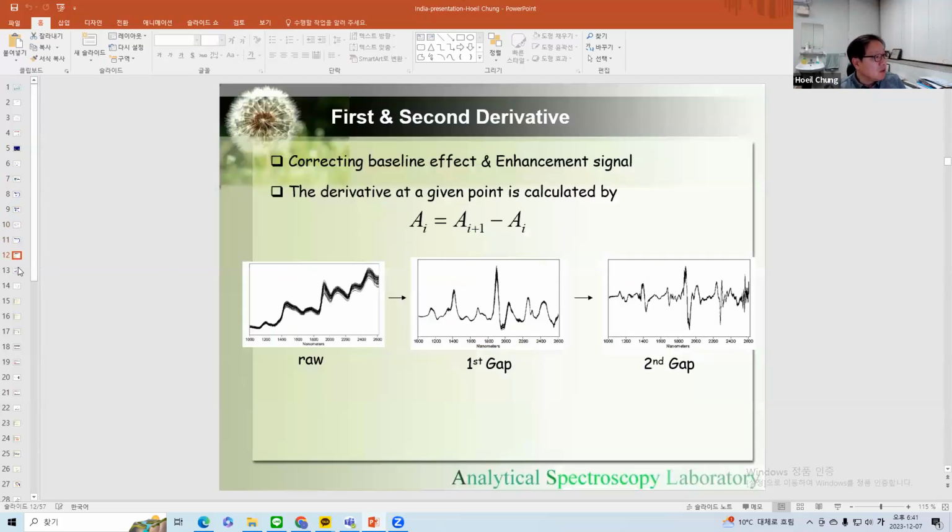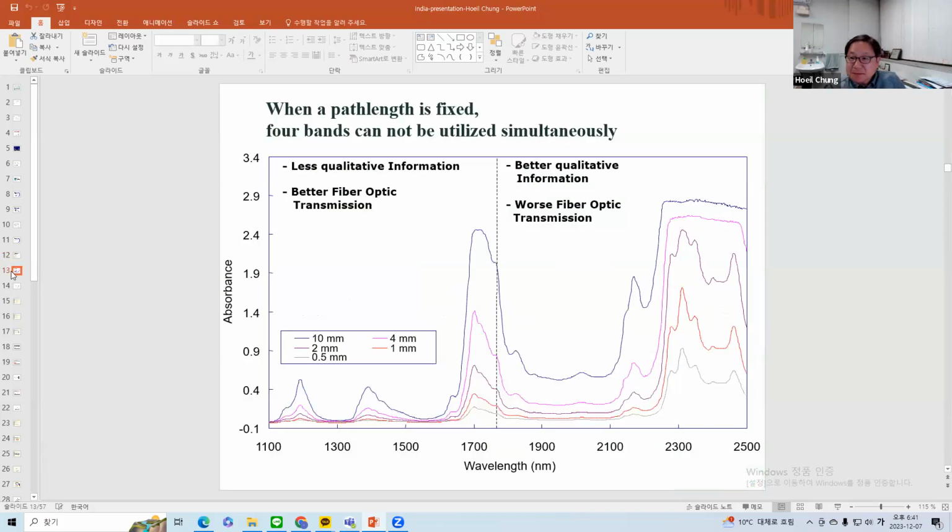Also in the NIR case, we have many different pre-processing methods. This is like first and second derivative spectra. And there are a whole bunch of different types of spectral treatment. But that is typical. I think this is a main point here.